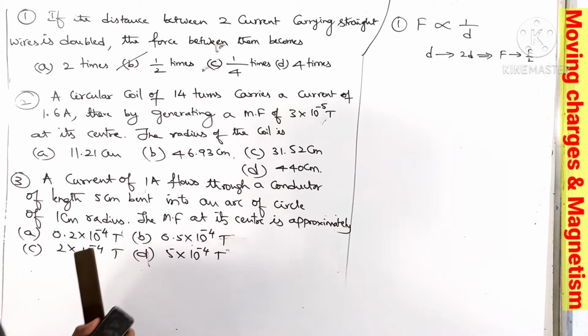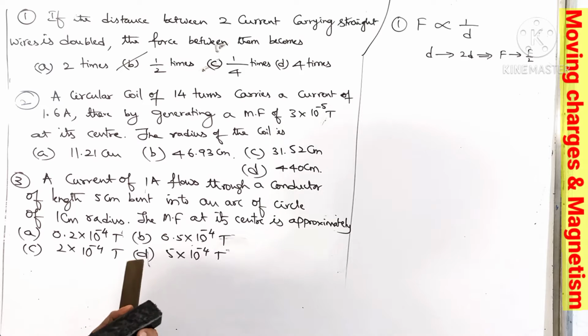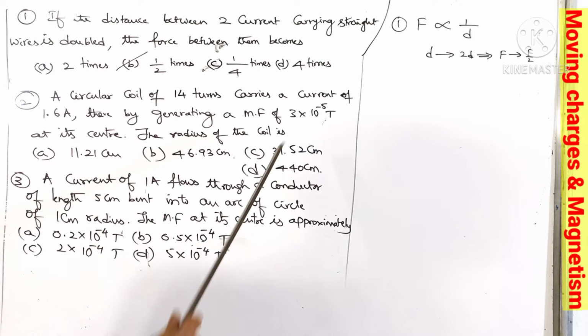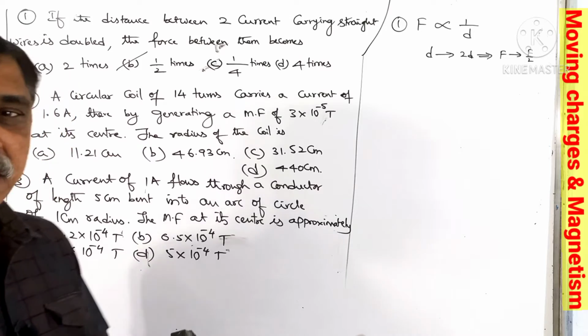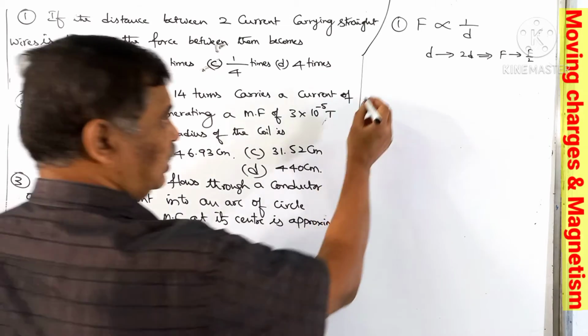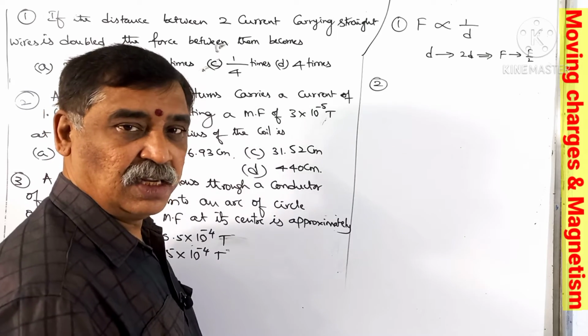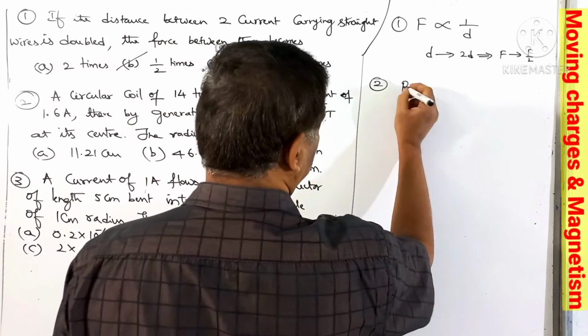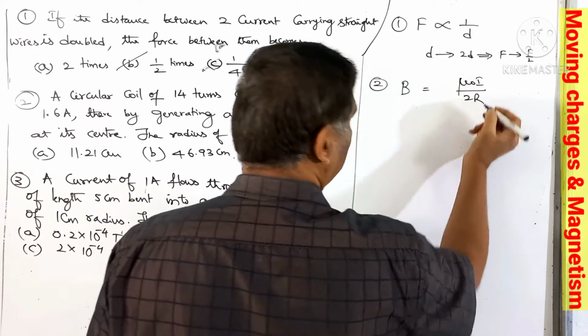The second one is: a circular coil of 14 turns carries a current of 1.6 ampere, thereby generating a magnetic field of 3 into 10 power minus 5 Tesla at its center. Radius of the coil? Simple problem. Just recall the formula what we have. Magnetic field at the center of a loop, formula is known to us: B is equal to mu naught I by 2r.